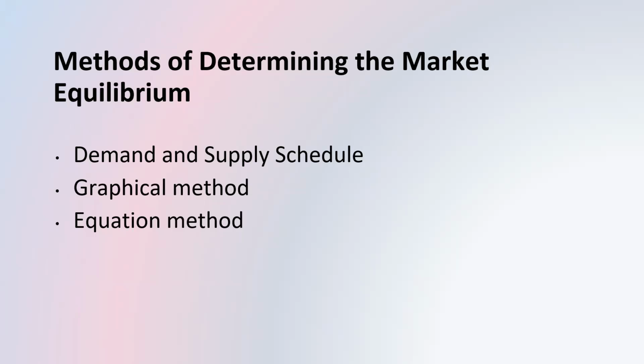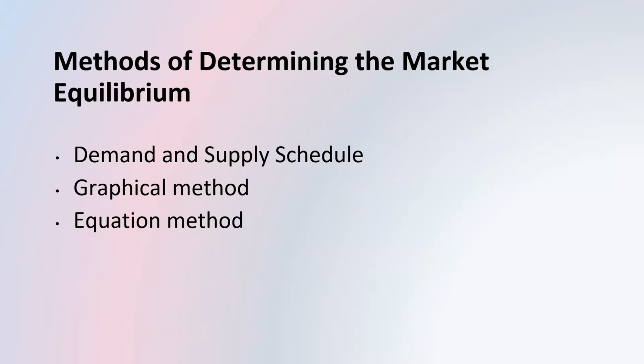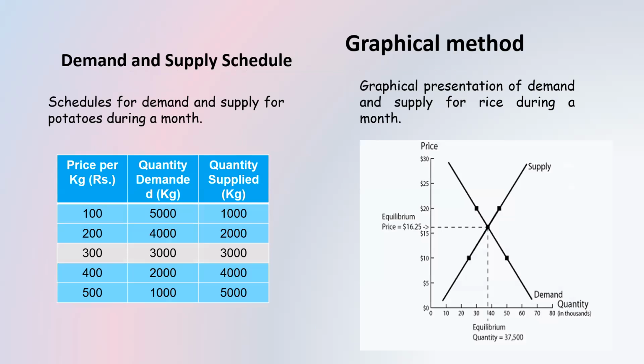Then when we consider the market equilibrium, it is where demand equals supply. The buyers and sellers come to a common agreement to exchange the commodity at an agreeable price. At that time there is no excess demand or excess supply; exactly the quantity demanded equals the quantity supplied. We can identify that as the market equilibrium. The market equilibrium can also be shown using three different approaches: the demand and supply schedule, the graphical method, and the equation. We already discussed all these things in the classroom.